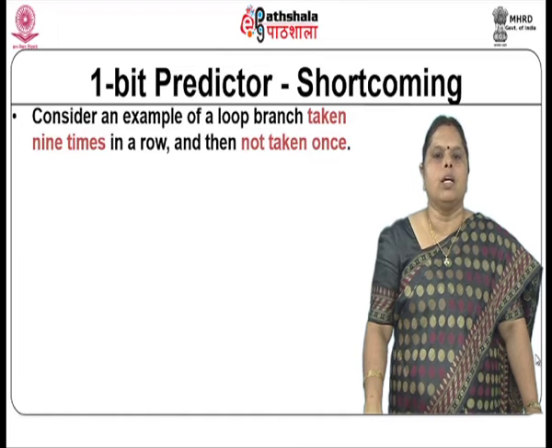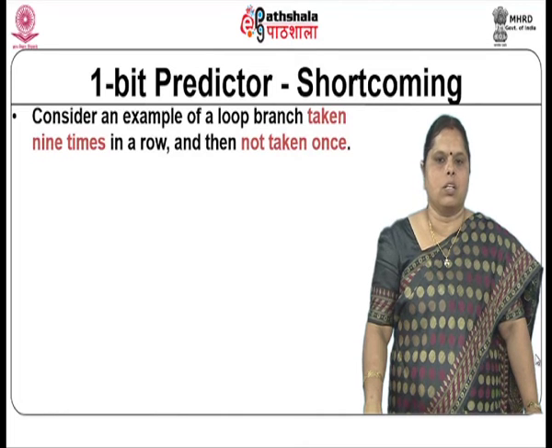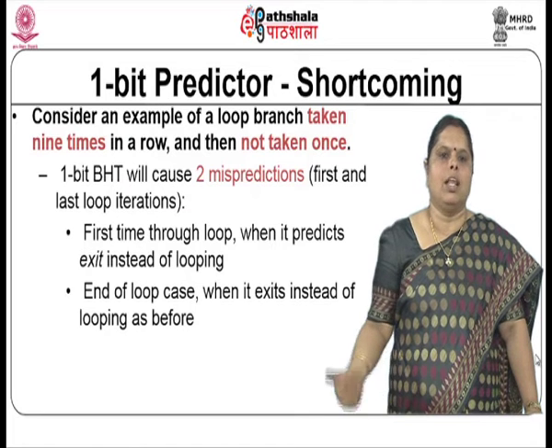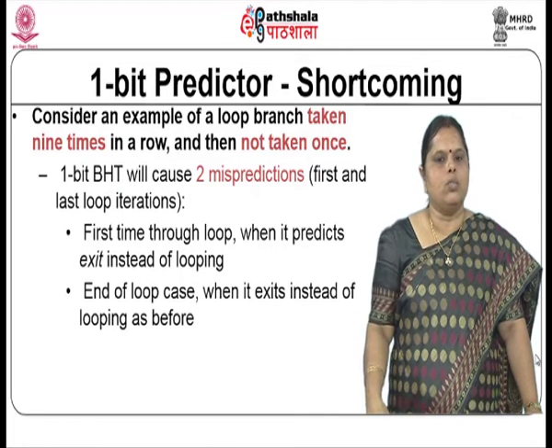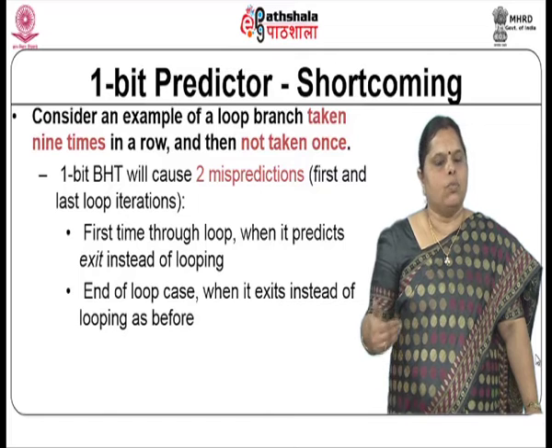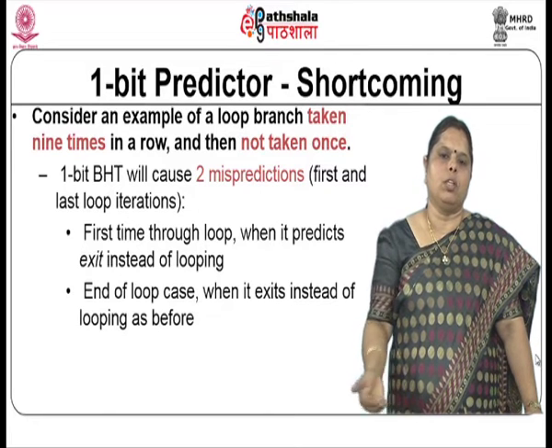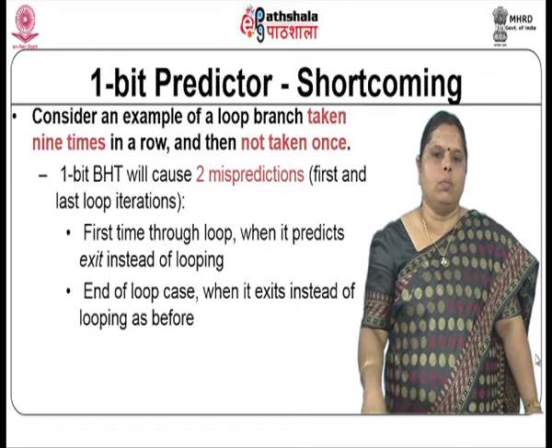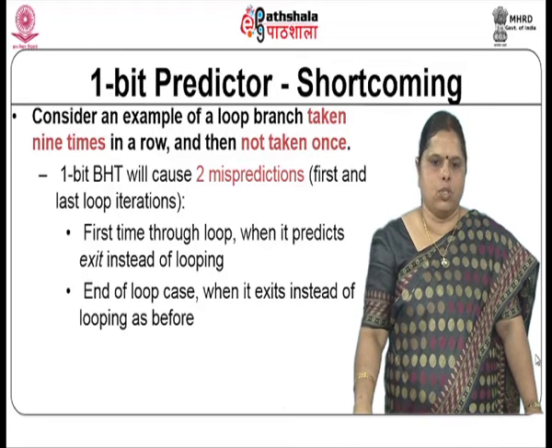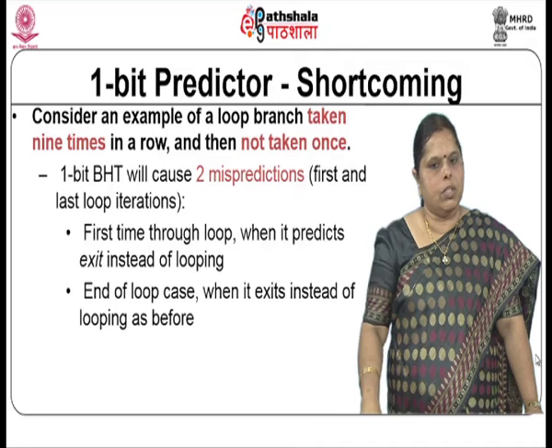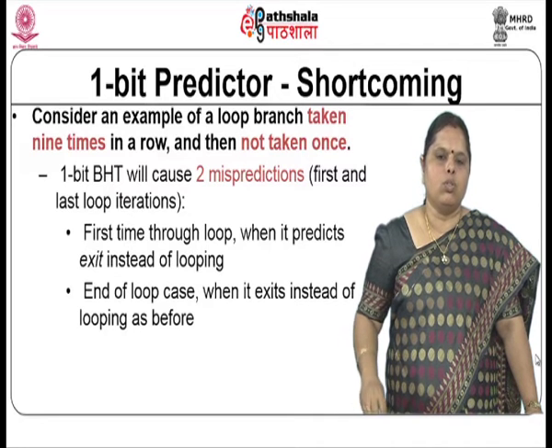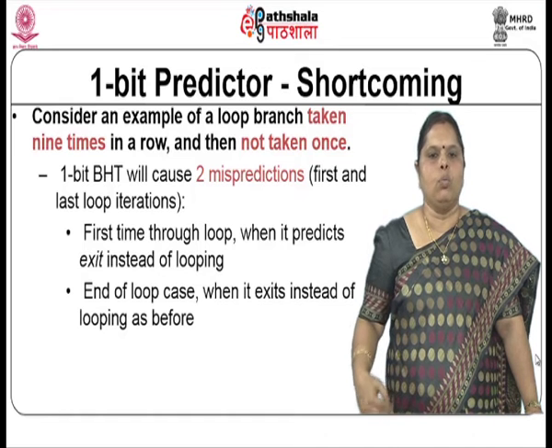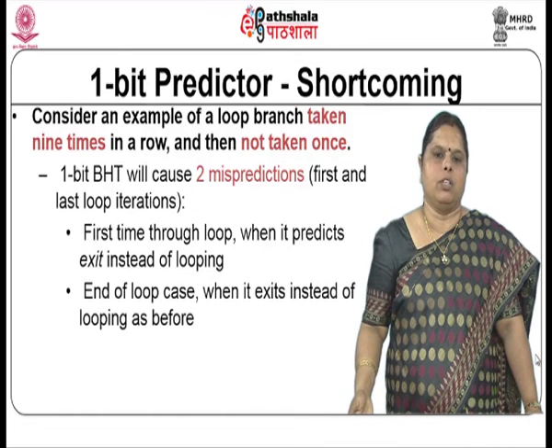So, for example, consider a case where you have a loop instruction which executes 9 times in a row and then does not take once, the last time it comes out. Now, in this case you have two mispredictions. Initially, let us assume that the branch is predicted not to be taken. So, the first time you enter the loop, that is going to be a misprediction, it will immediately be changed to taken. You executed 9 times, it will be correct. The last iteration also, it will predict it to be taken, but you are going to exit the loop, that is the next misprediction you come across.